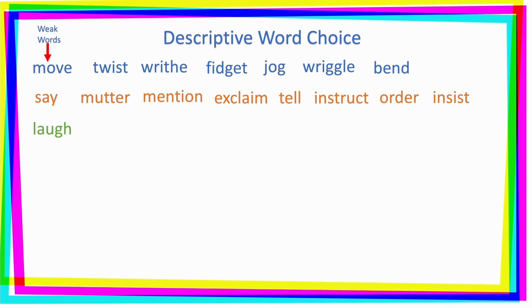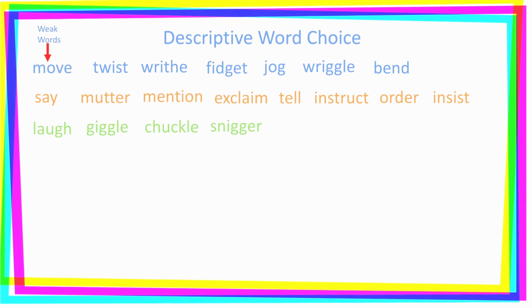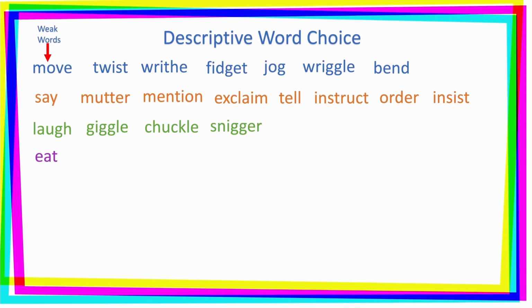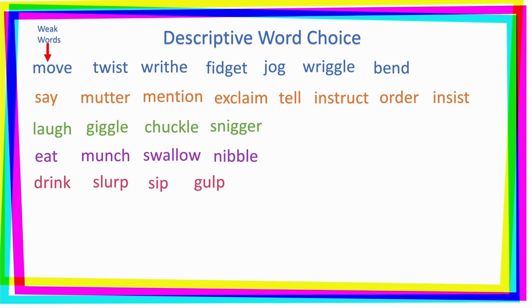Laugh, another weak word. How did they laugh? Giggle? Did they chuckle? Did they snicker? The word eat. Did they munch? Did they swallow? Did they nibble? Here's the word drink. How did they drink? Did they slurp? Did they sip? Did they gulp?